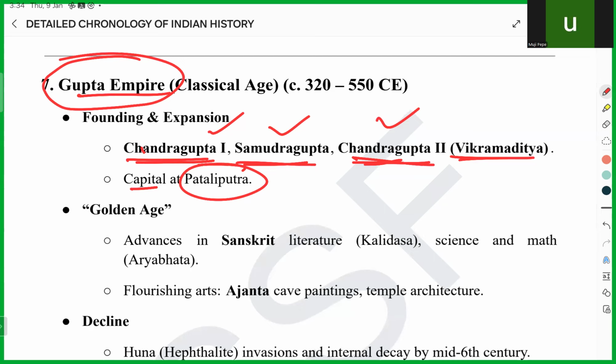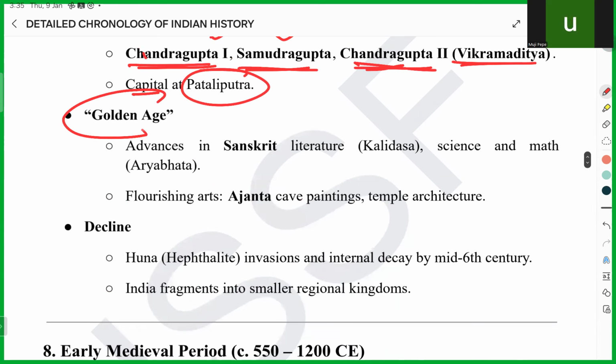This was the final time, the Gupta Empire was the final time that Patliputra was a prominent area. After that, the balance of power shifted towards a different region and finally it came to Delhi. Okay. Finally, जो है दिल्ली की तरफ चला गया. So balance of power has shifted from Patliputra to Delhi. Okay. Then comes your golden age, because Gupta Empire was called the golden age.